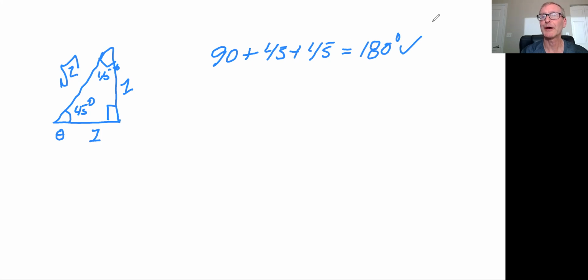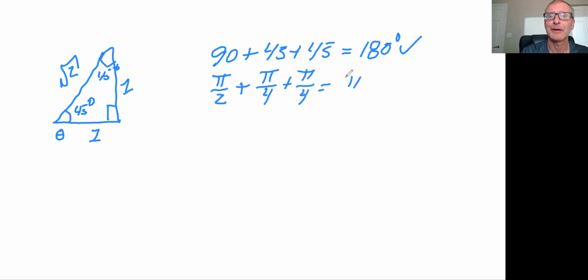I do want to point out that we are going to talk about radians as well. I usually talk about degrees all the time, but realize that in radians, this would be pi over 2. This would be pi over 4. This would be pi over 4. And when you add all that up, you get pi, which in degrees is 180 degrees.